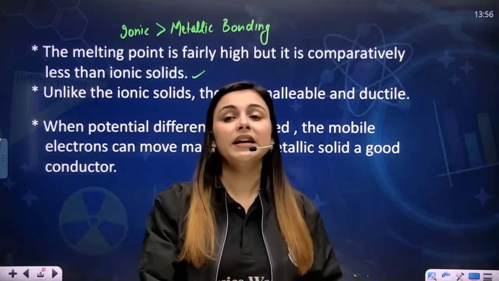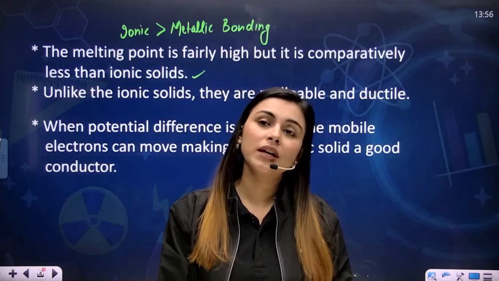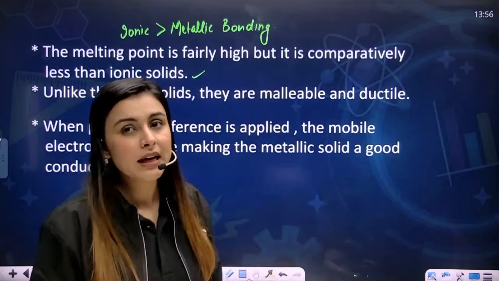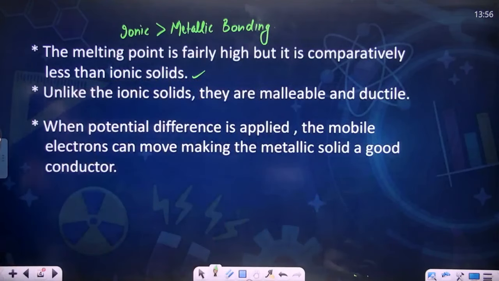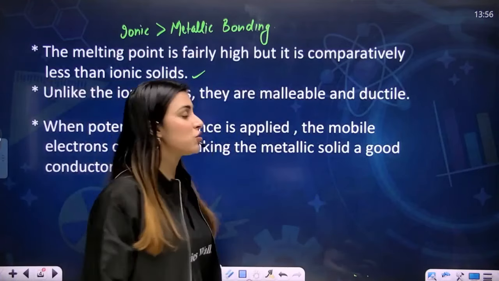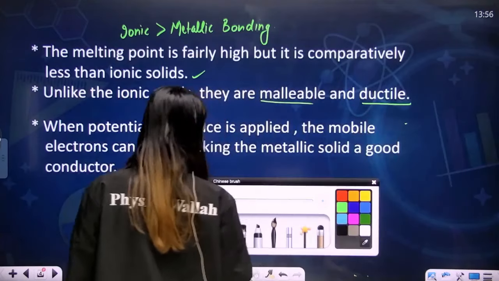In metallic bonding, the melting point is high, but it is comparatively lesser than ionic bonding because ionic bonds are even stronger than the metallic bonds. I hope you're clear with this point. Second, unlike the ionic solids, they are malleable and ductile. Now let's try to understand what is malleable and what is ductile. What is malleable? Write it down.